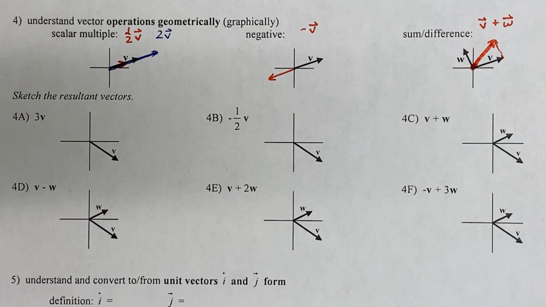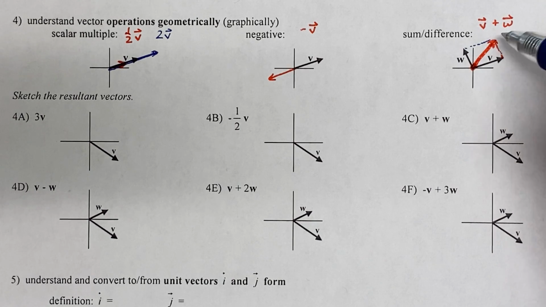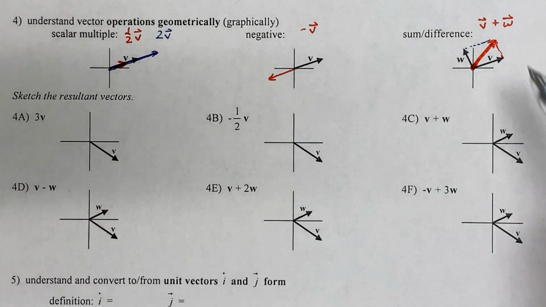Okay. There's also something called a parallelogram method where you can create a parallelogram with original vectors v and w, and then create that diagonal as your final resultant answer.